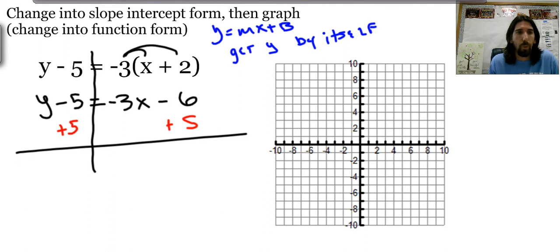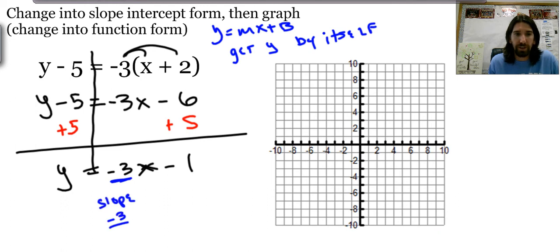So I get y equals negative 3x. That wasn't very clear. Make sure your handwriting is good. Negative 3x. Negative 6 plus 5 is a minus 1. So now we're in slope-intercept form. So that's my slope. I don't see it as a fraction, so I'm going to write it as a fraction. Negative 3 over 1. And this whole thing is my y-intercept, because it told me how far to shift down. I went down 1, so my y-intercept is at 0, negative 1.